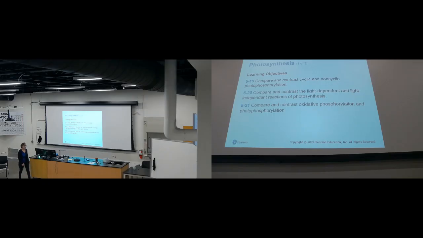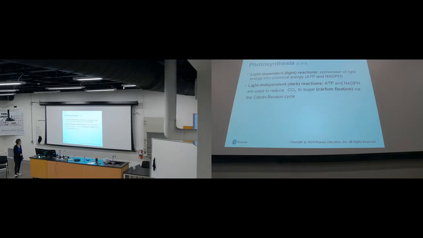Now for photosynthesis, some bacteria use light to produce energy. So we're going to see what type of photosynthesis we have to produce energy, which is called photophosphorylation. We have cyclic and non-cyclic. And then we're going to see light-dependent and light-independent reactions of photosynthesis. And we're going to contrast oxidative phosphorylation to photophosphorylation.